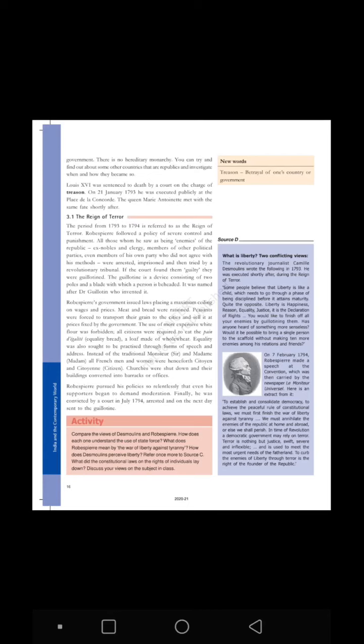Robespierre pursued his policies so relentlessly that even his supporters began to demand moderation. Finally, he was convicted by a court in July 1794, arrested, and on the next day sent to the guillotine.